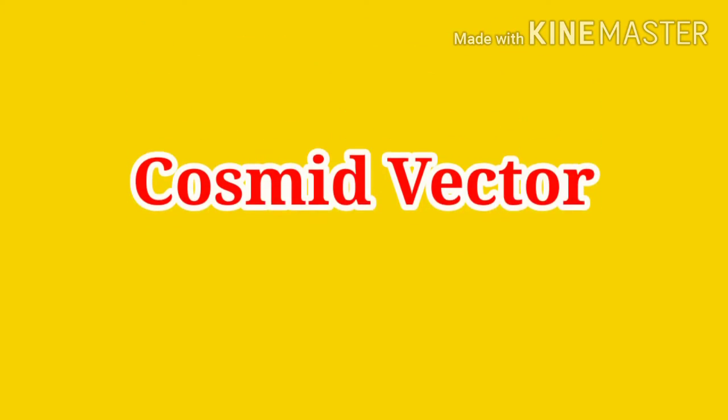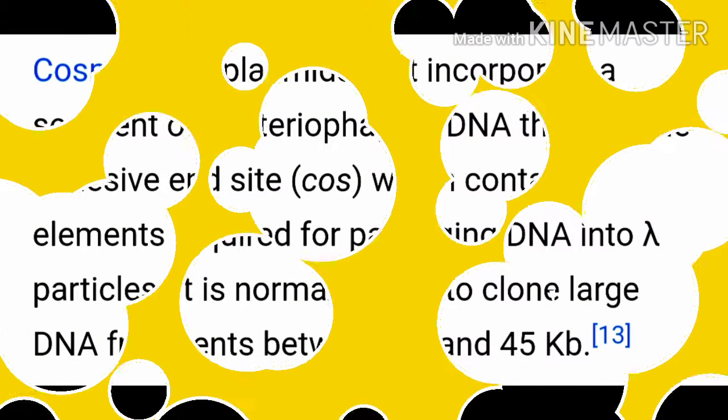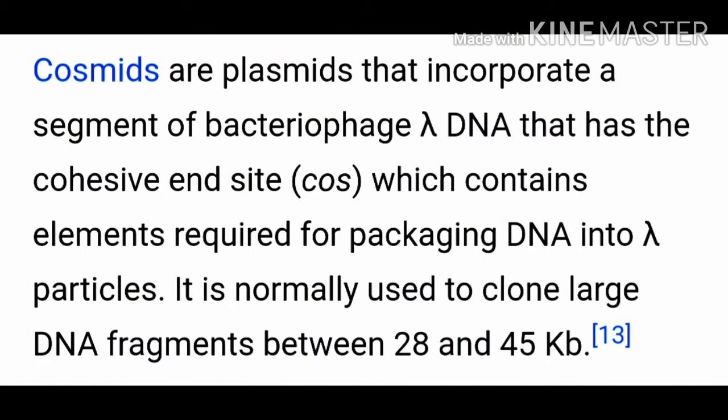Next, the cosmid vector. Cosmids are plasmids that incorporate a segment of bacteriophage lambda DNA that has the cohesive end site, which contains elements required for packaging of DNA into lambda particles. It is normally used to clone large DNA fragments between 28 and 45 kb.